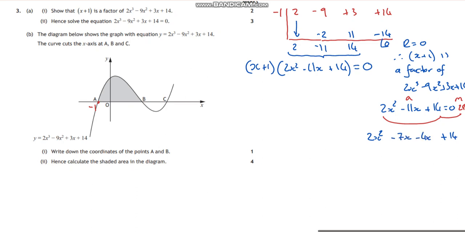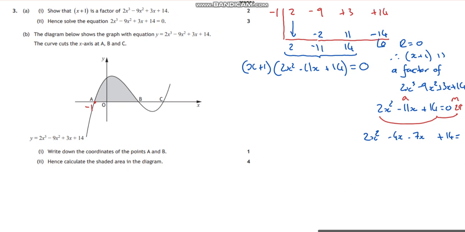Okay? It doesn't matter which way you write them, but to make my life easy, I try and write the similar numbers together. So take away 4x and take away 7x. So see, these two are in the 7 times table, these are in the 2 times table. But it doesn't matter what order at all. Equals 0.